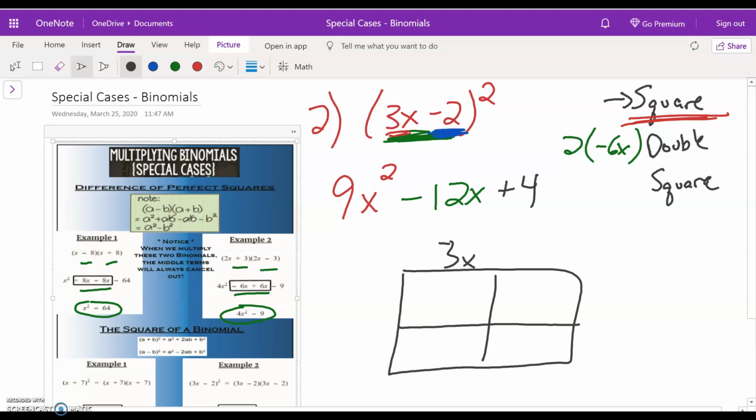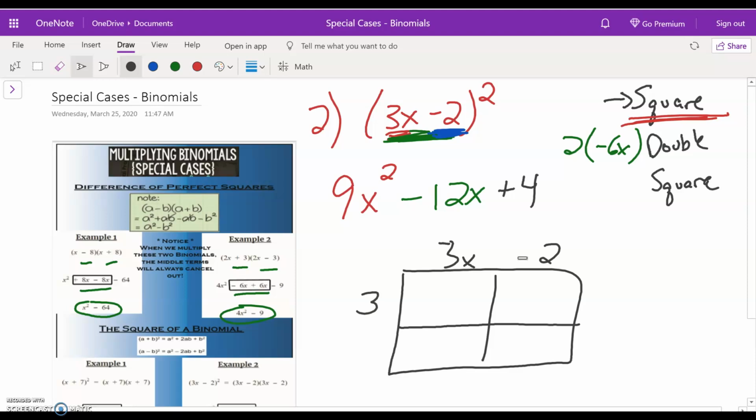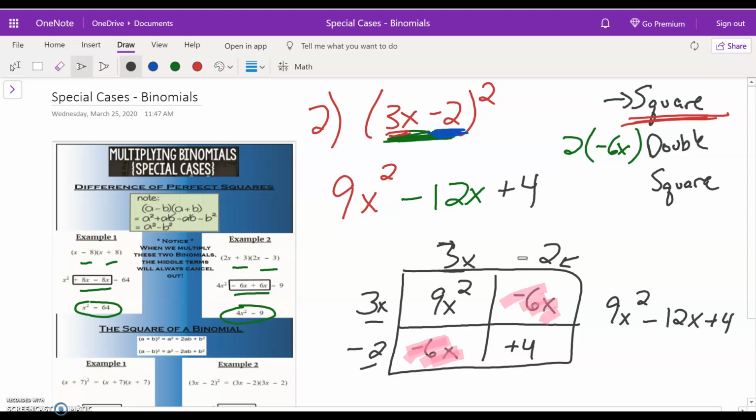We're going to take that 3x minus 2 and then 3x minus 2 because we have 3x minus 2 squared. And if we multiply 3x by 3x, we're going to get 9x squared here. 3x times negative 2 is going to give me negative 6x. Our negative 2 times our 3x is going to give us negative 6x, and negative 2 times negative 2 is going to give us positive 4. What we're going to notice here again is that this negative 6x and negative 6x are like terms. So when I go ahead and combine everything, I'm going to get 9x squared minus 12x plus 4.